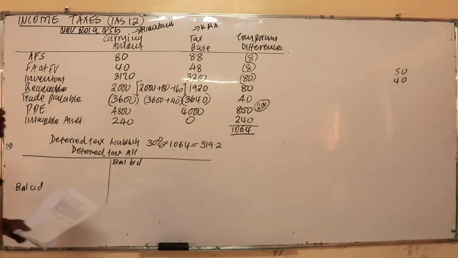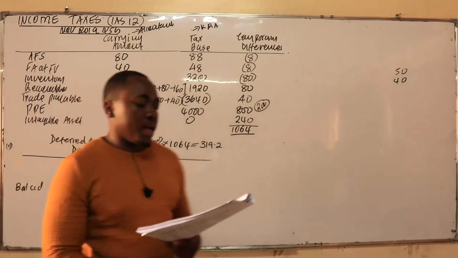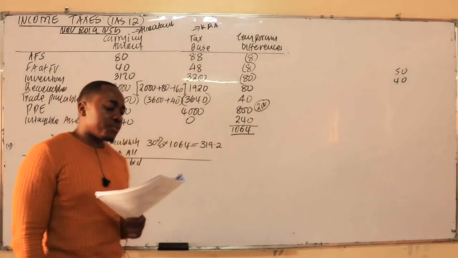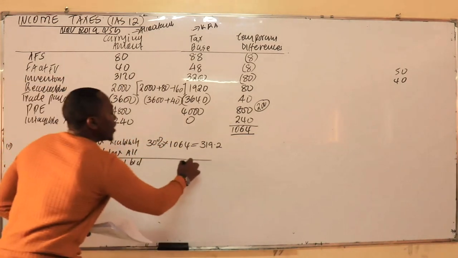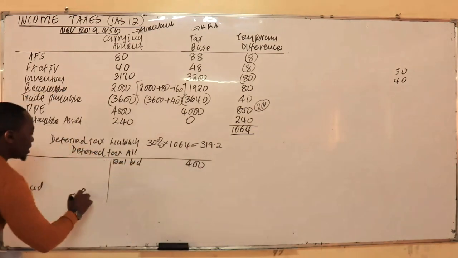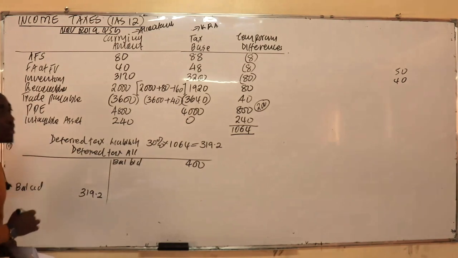So how much was the balance brought down? Let's go to additional information number 1. The first: Mafuta Limited had a deferred tax liability as at 1st of October 2018 of an amount of 400. And then we have the balance carried down, 319.2.